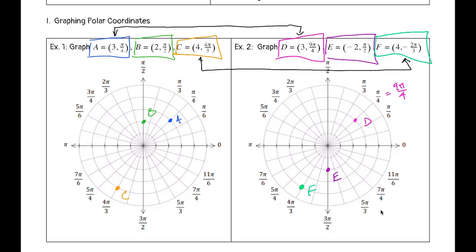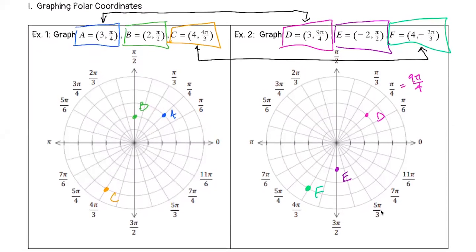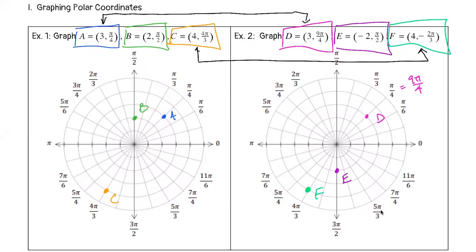Okay. Is there any way you could show how you got 4 pi over 3? Yeah, because I start here and I count negative 2 pi over 3. So this is negative 1 pi over 3. And negative 2 pi over 3 is right here. Okay, thank you. Okay, so you're just counting in the opposite direction.